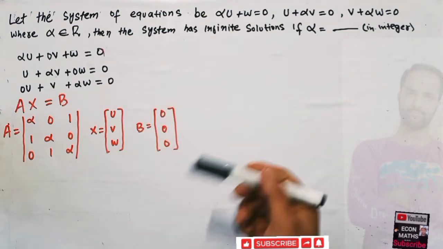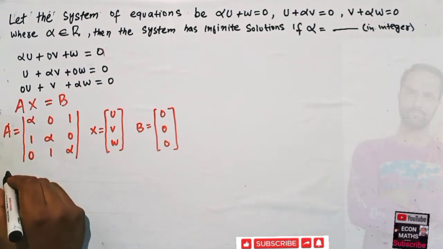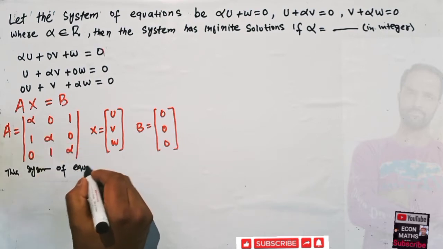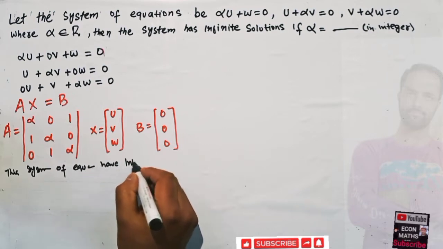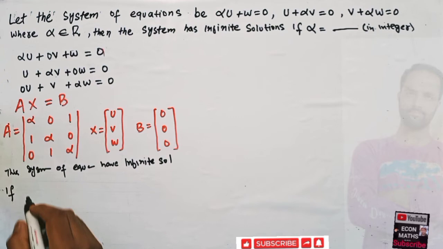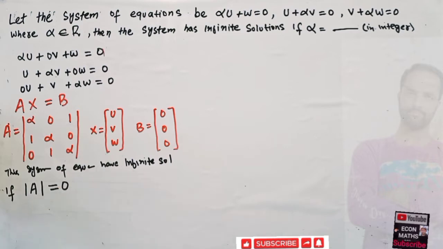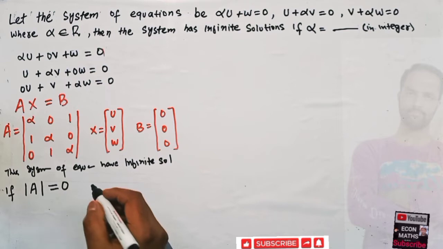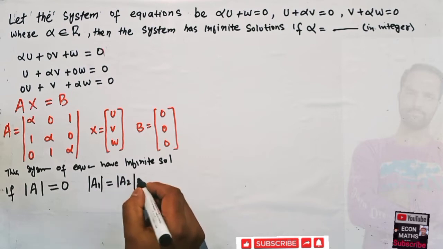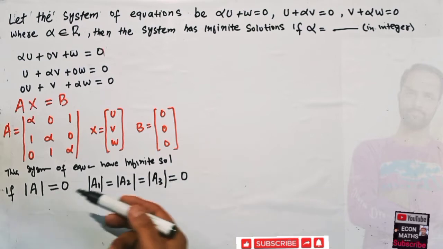Now this system of equations will have infinite solutions if the determinant of this coefficient matrix is equal to 0, and the other matrices, that means A1 is equal to A2 is equal to A3, if these are also equal to 0, then we say the system has infinite solutions.